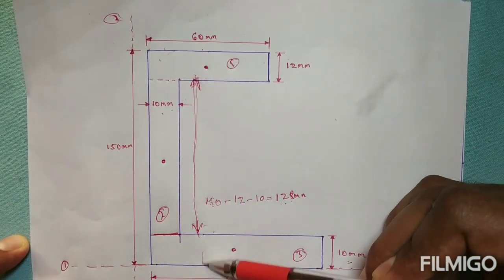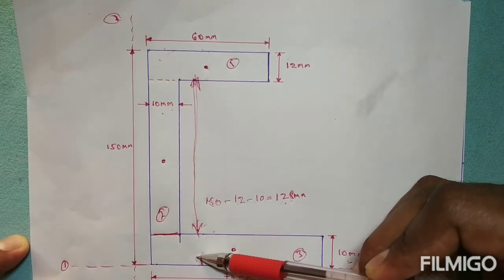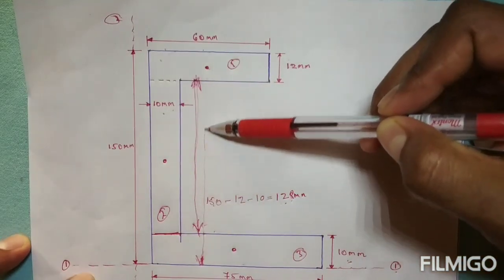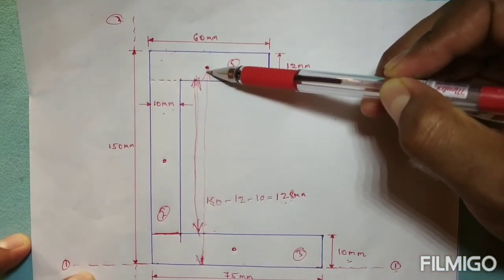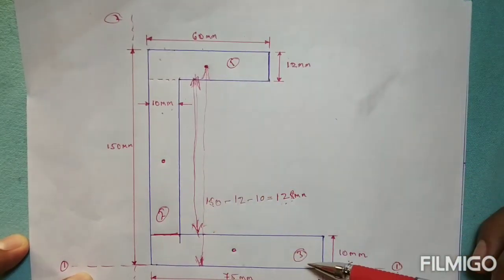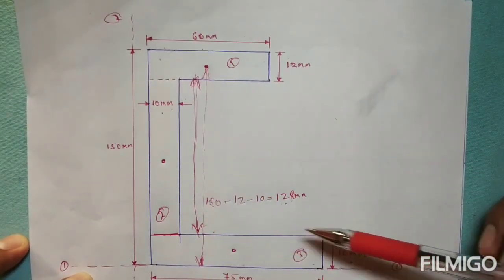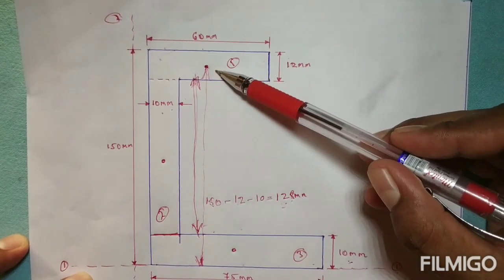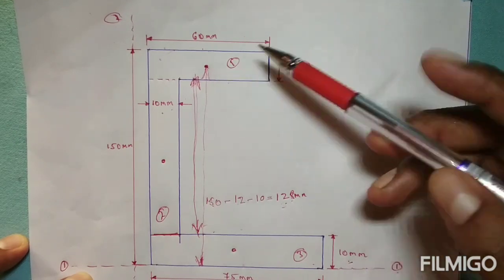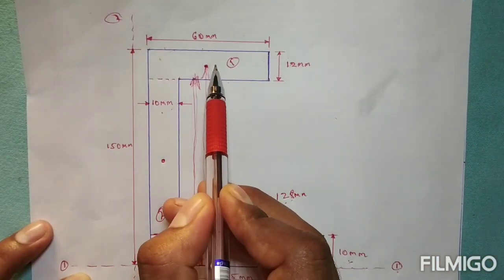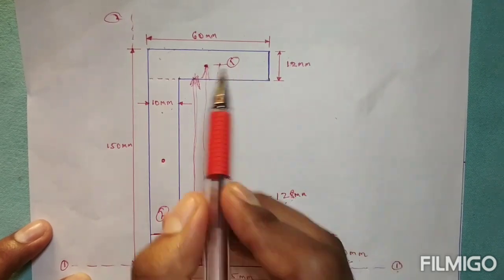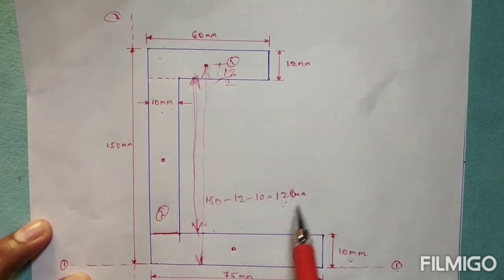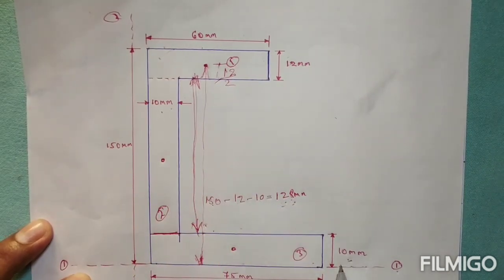So now we need the distance from here to here. The easier way: from here to here we know that is 10 mm, and from here to here is 128 mm, and from here to here is 12 by 2. So the easier way is from here to here, that will be 12 by 2, and from here to here that is 128 mm, then here to here that is 10 mm.